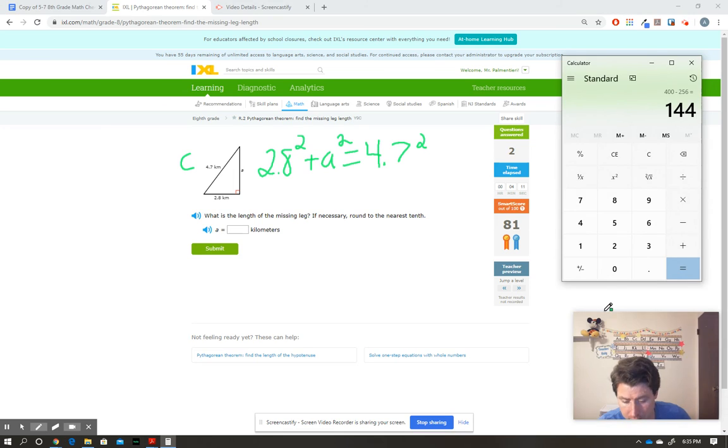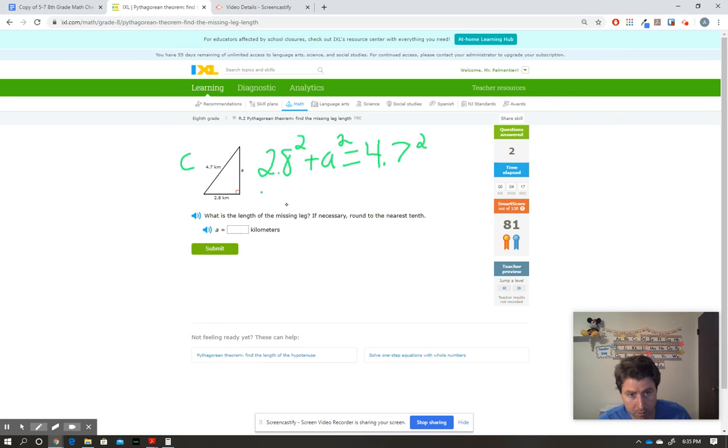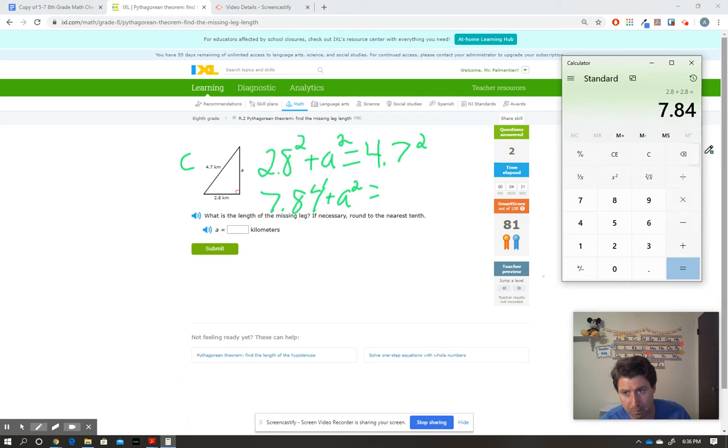So on your calculator, you can do this real quick. 2.8 times 2.8, that's how you square it. It's going to be 7.84. Okay, and then you're going to take 4.7 squared, which is going to be somewhere a little bit less than 25, but more than 16. Okay, so let's take that. Yep, so 22.09.